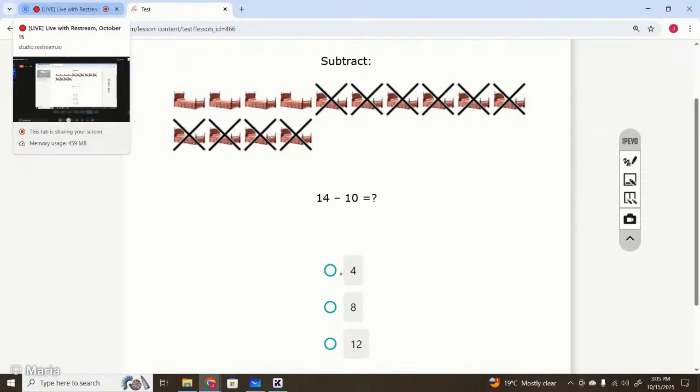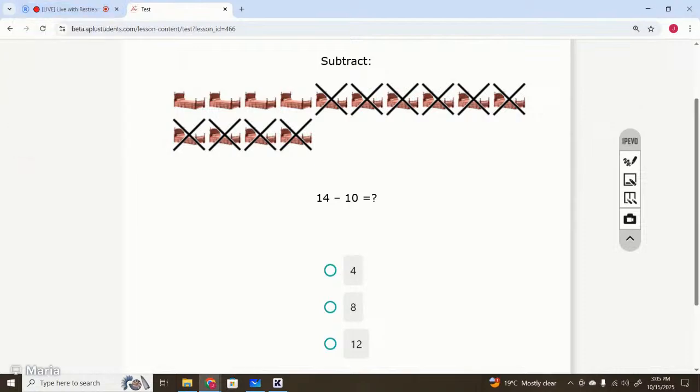14, 10. So the ones that are not crossed out are 1, 2, 3, 4. So option number 1 is the correct option. 4 it is.